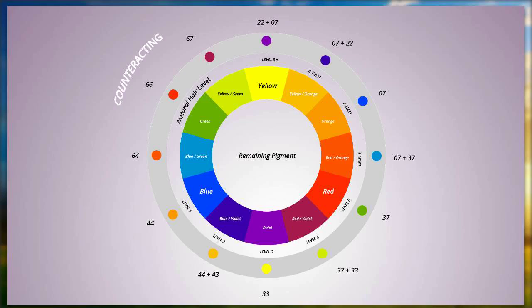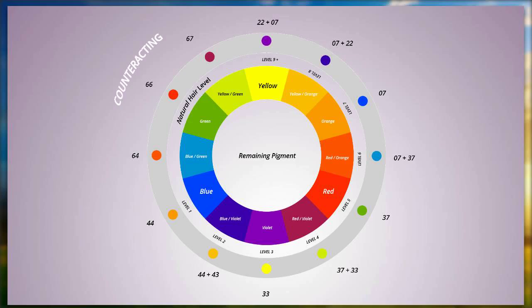Remember, for us, copper is orange. So I know that whenever I want to counteract a blue, I'm going to use a 44 amplifier in my formula. And as you go up, let's jump over to level 5, right? Level 5 red, I know that to make red neutral, I'm going to have to add green, 37 amplifier, because our green is the 37 amplifier.